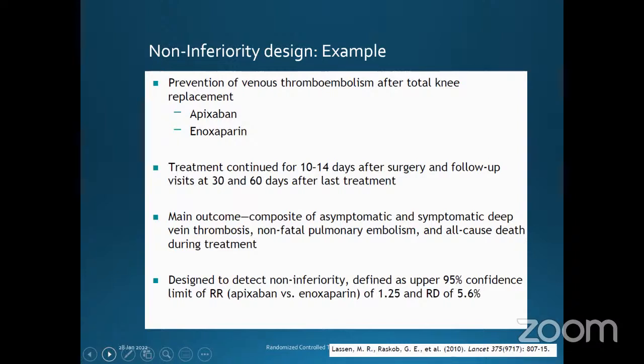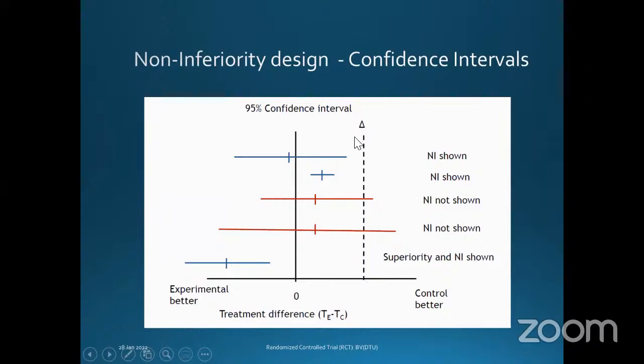It is designed to detect a non-inferiority that is defined as the 95% confidence interval limit of RR being 1.25. That means both the treatments are equal if within 1.25, which is how the experimental drug is accepted as equal. You can see this is the superiority, this is the border of the confidence interval. This is a 95% confidence interval. Experiment is better, control is better. The non-inferiority means even if the response is control-wise this much, this is accepted as good enough. That's why it is not superior, but it's also not inferior. That's the understanding.